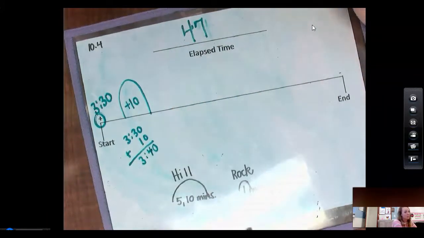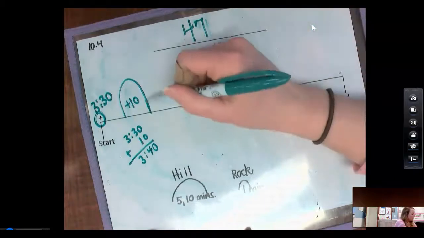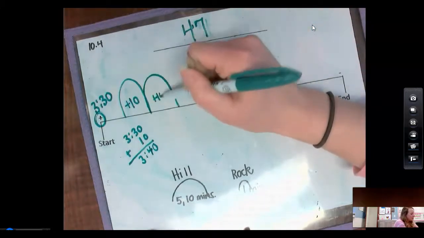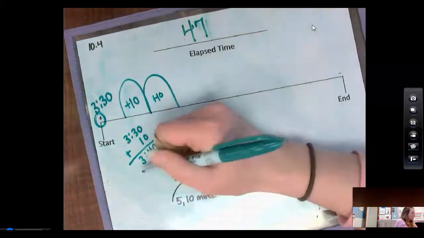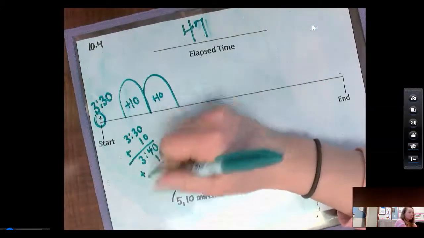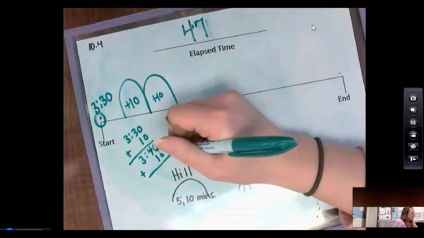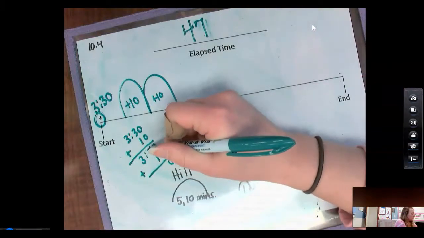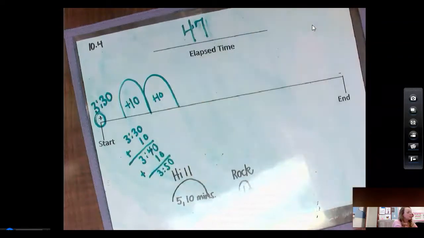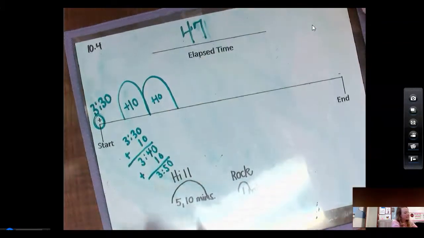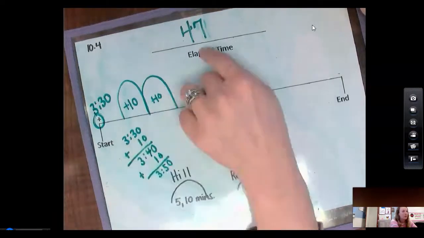All right, I've only gone 10 minutes, kiddos. I've got to go 47 minutes. So what am I going to do? I'm going to do another plus 10, right? 10, 20. I'm only at 47 minutes. So plus 10. 0 plus 0 is 0. 4 plus 1 is 5. Drop your 3. We're at 3:50.